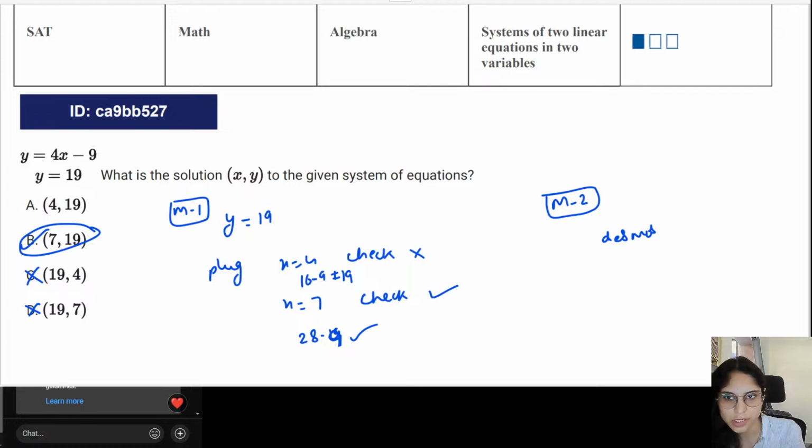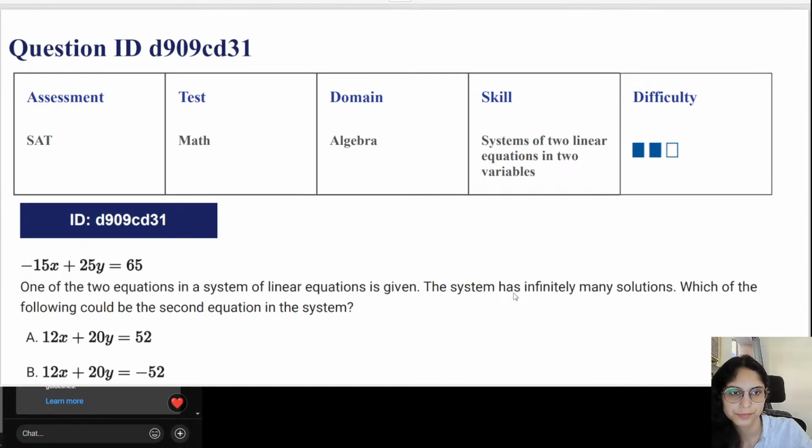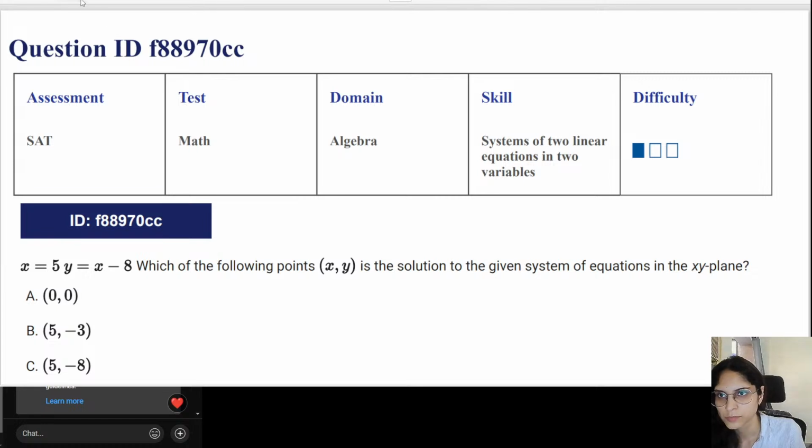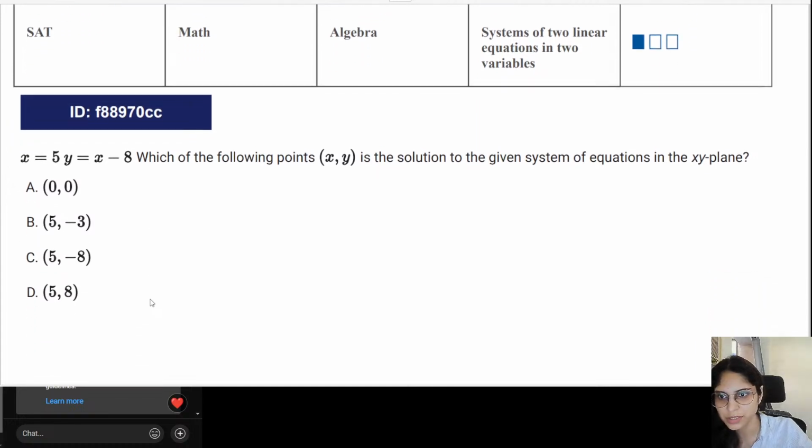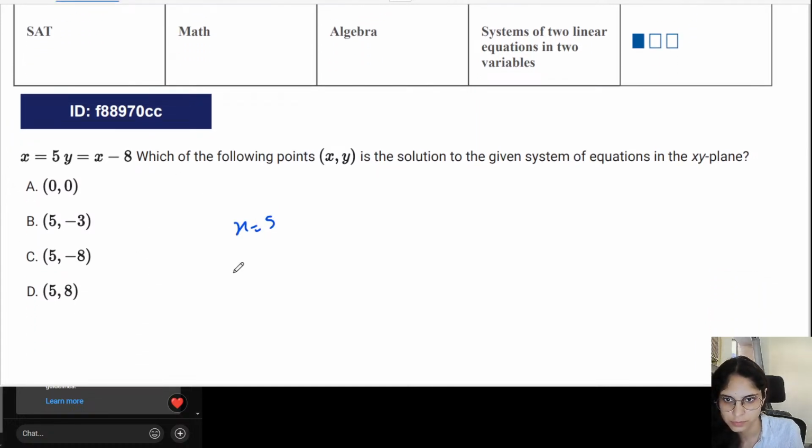After 31, we have 36. X is 5, so y is going to be 5 minus 8. So y is going to be negative 3, 5 comma negative 3.